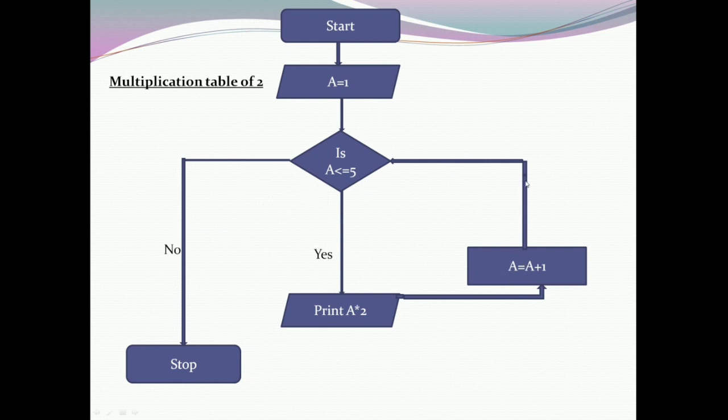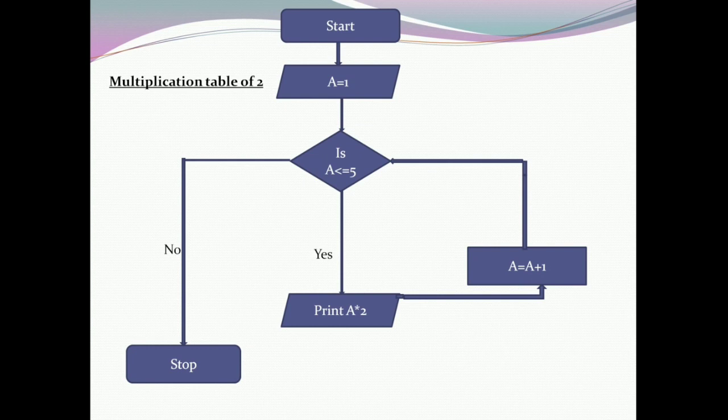Then we will go to the print A into 2. Now the value of A is 2 here. So 2 into 2 is 4. So we will print 4 after 2. Now we are going to increase the value of A, which means A is equal to 2 plus 1. Now the value of A is 3, and we are going to check the condition, is A less than or equal to 5. Now A is 3, so 3 less than or equal to 5, which is true. Then again we are going to print the next multiplication, which is print 3 into 2, which is 6. So first we have printed 2, then we have printed 4, now we have printed 6.